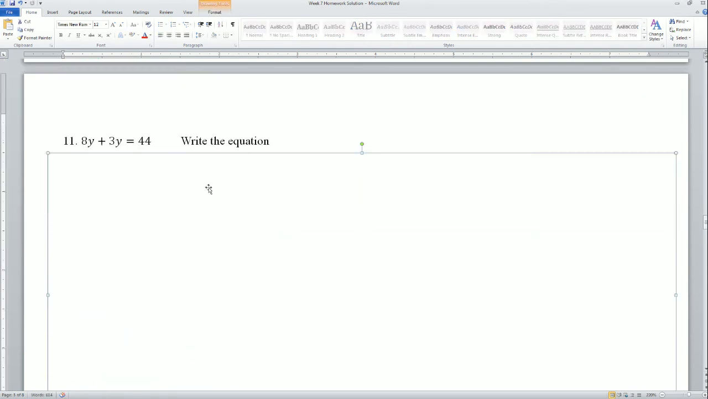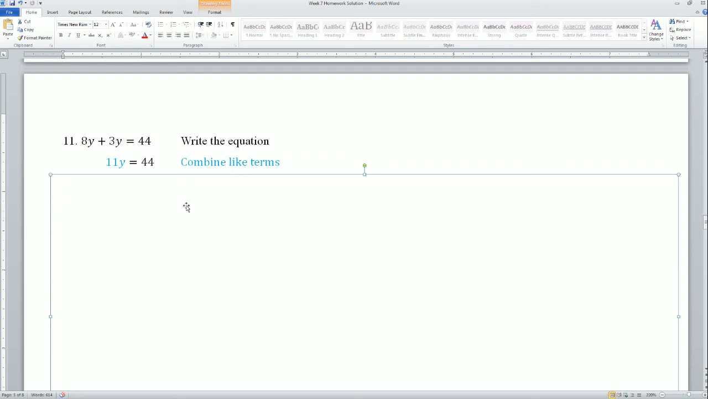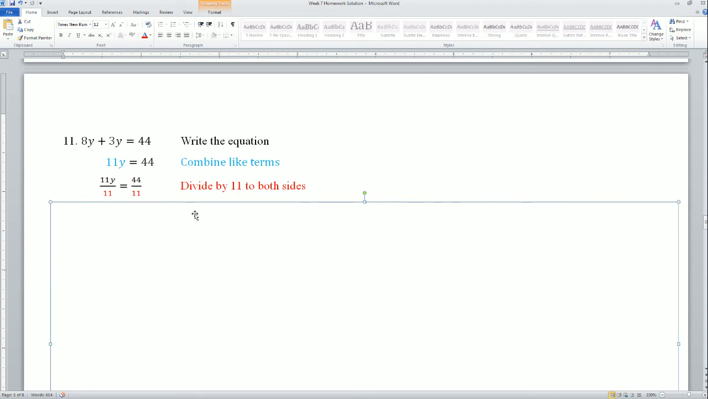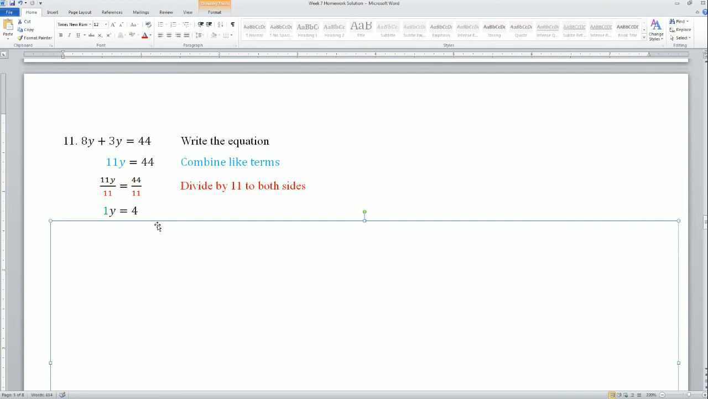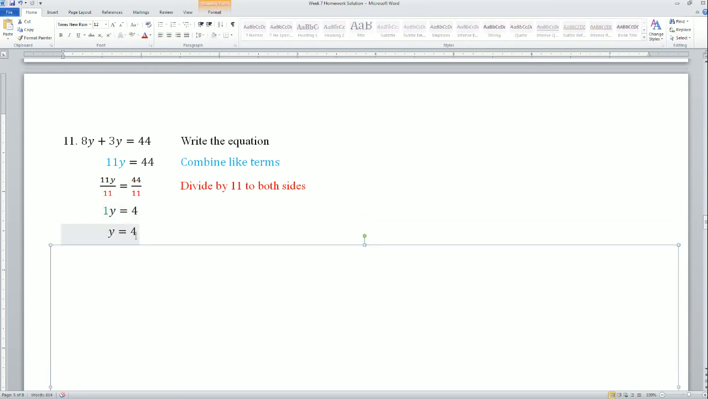Alright, let's look at 11 now. 8y plus 3y equals 44. We have two variables here, a y and a y. So what are we going to do? We're going to combine the like terms. 8y plus 3y is 11y. Again, what is attached to the variable here? 11. So how do I get rid of it? I divide by 11 to both sides. In the process of dividing by 11 to both sides, on my left hand side, I get a 1. On my right hand side, 44 divided by 11 is just 4. Again, that 1 out in front of the y, we can just write that as y equals 4.